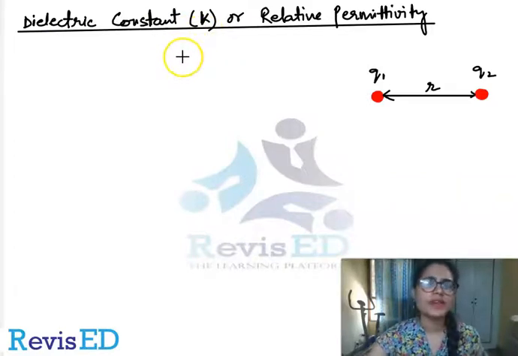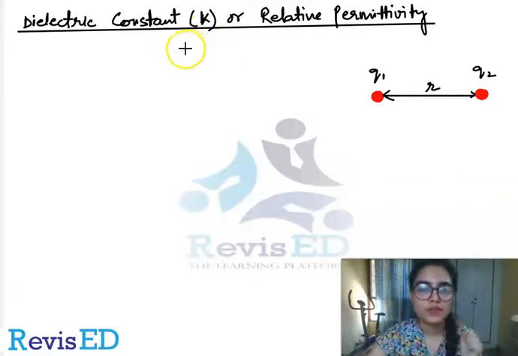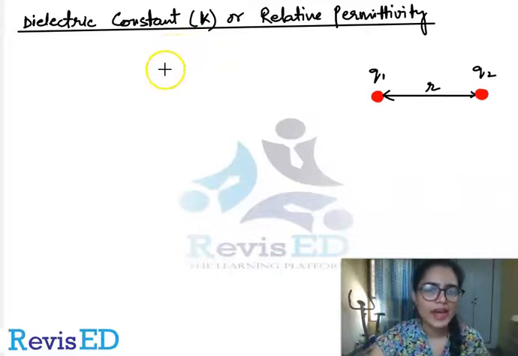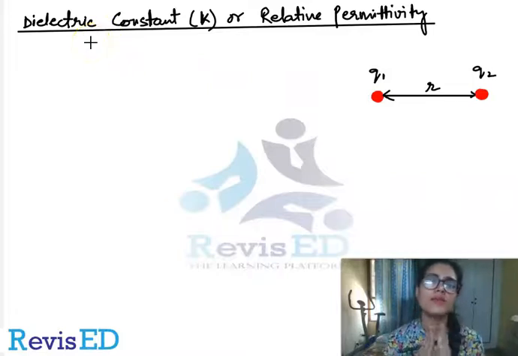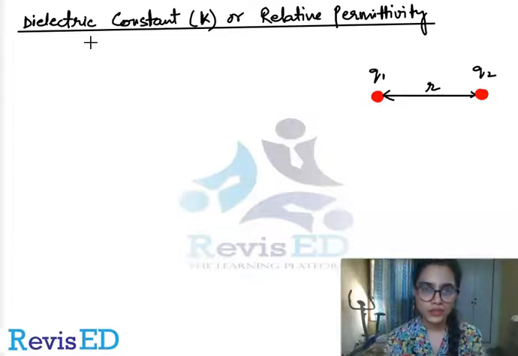We have seen what the permittivity of free space is, which was epsilon naught, used for Coulomb's law. I hope you have revised and you remember. In this derivation, we are going to derive a relation as stated by the topic.